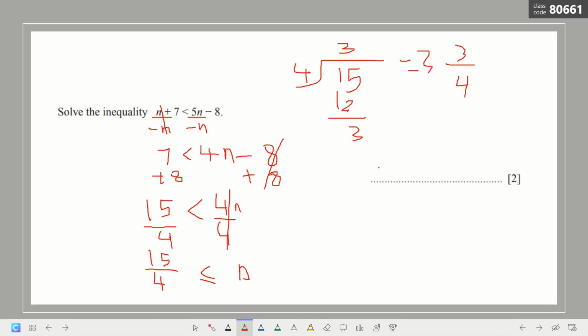So the answer is n is greater than, sorry, there is no equal sign here. So here n is greater than 3 and 3 over 4. You can write it in this way, or if you want to switch it as we did, you can write 3 and 3 over 4 is less than n. It is the same.